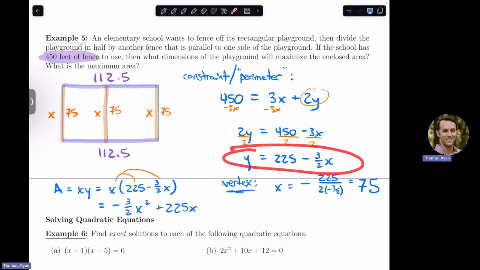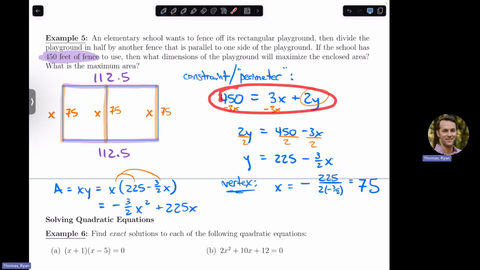Okay, you can go right there and plug it in because we already made an equation for y in terms of x, right? So you can go right there and plug 75 in. You could go back here and plug 75 in. You could just think about what we're dealing with.